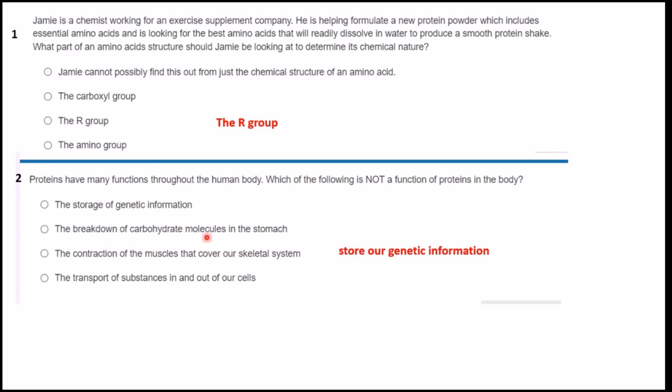And you also need to know what proteins are made up of. And then you need to be able to, this question is about eliminating what is not the function of a protein. And that is how you should be able to deal with this kind of question.